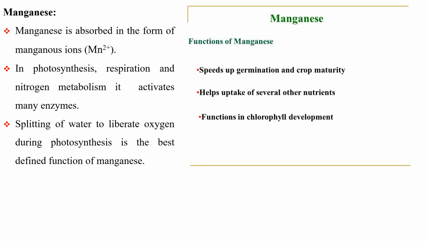Manganese. Manganese is absorbed in the form of manganese ions. In photosynthesis, respiration and nitrogen metabolism, it activates many enzymes. Splitting of water to liberate oxygen during photosynthesis is the best defined function of manganese.